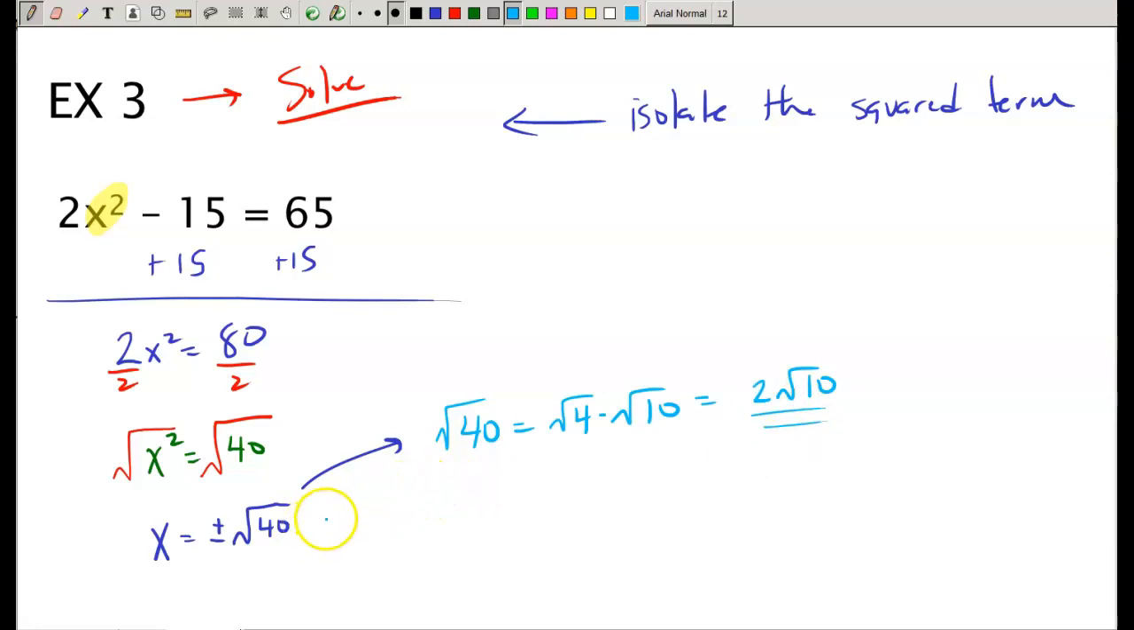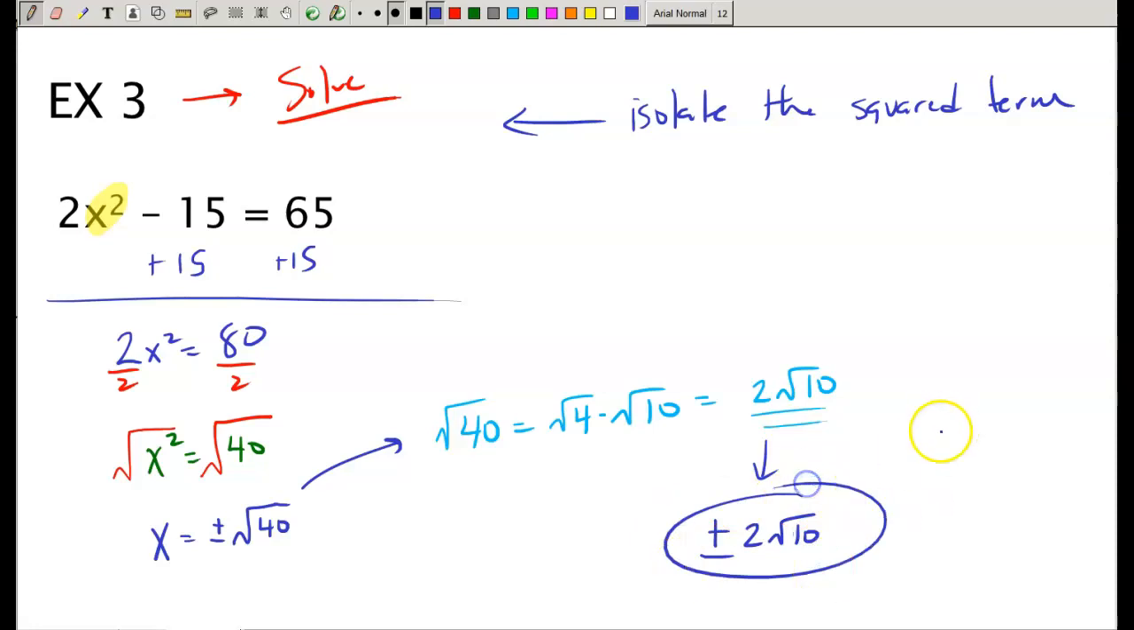So the answer to this, going back to my problem, that plus or minus would still exist here. So plus or minus root 40 would become plus or minus 2 root 10. And again, this is simplest radical form, which is an exact answer, right? An approximate answer would be plugging that into our calculator and getting that to be like approximately 6.32.